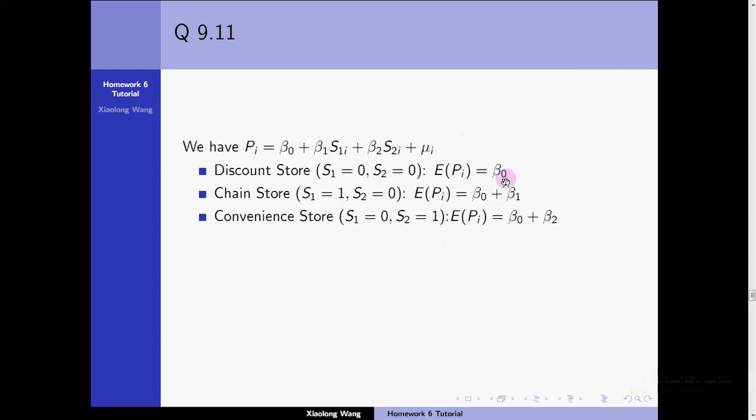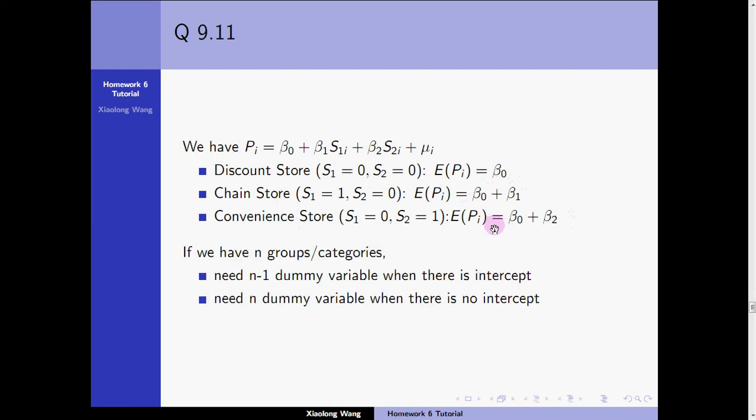We see that here beta 1 captures the difference of the expected price between chain store and discount store, and beta 2 captures the difference between convenience store and discount store. And then the difference between beta 1 and beta 2 captures the difference between the chain store and the convenience store. So that's how we capture the price difference. It is a better and more clear way to get those differences and to compare those three groups.